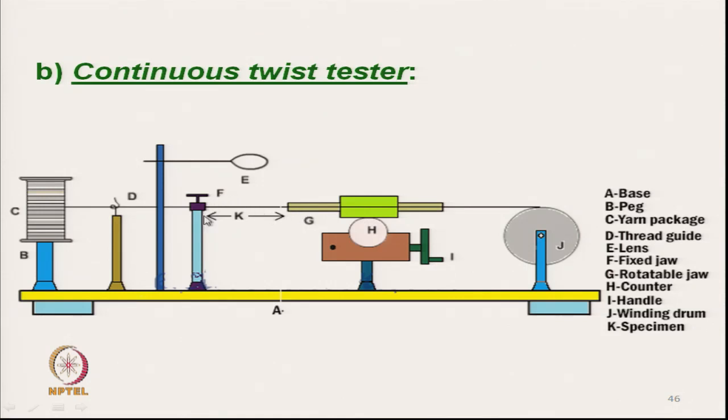So that the required distance is there between these jaws, and during that time this jaw F is loose, so that yarn is unwound from this package C. Once the specified length K is reached, then we stop the movable jaw, and the spring loaded jaw is tightened, and by that time, as it is moving here, the yarn is continuous yarn.